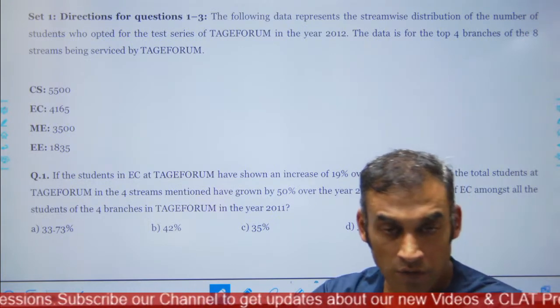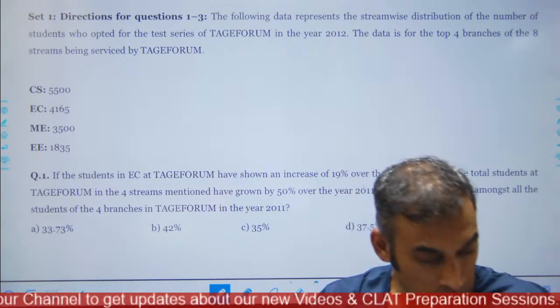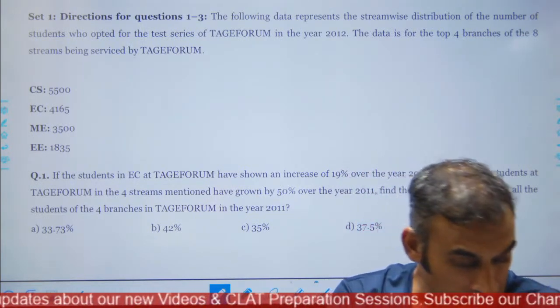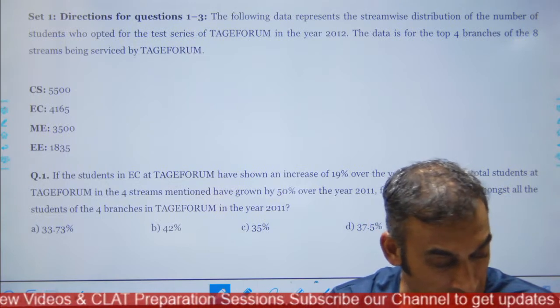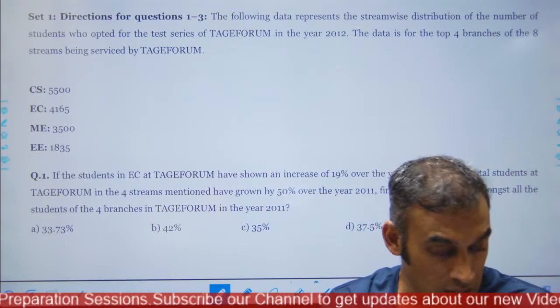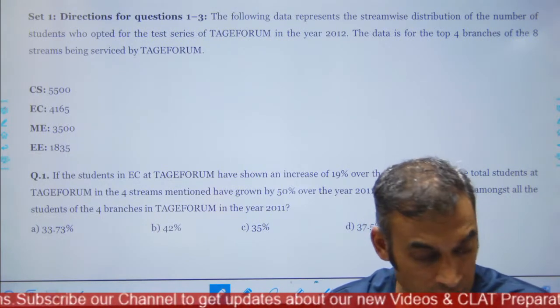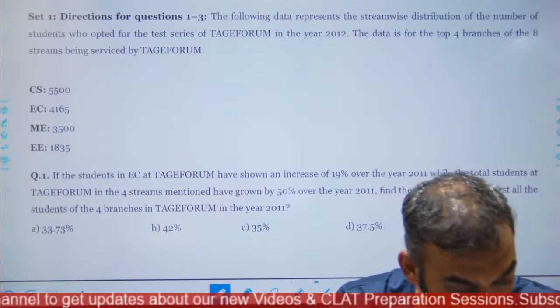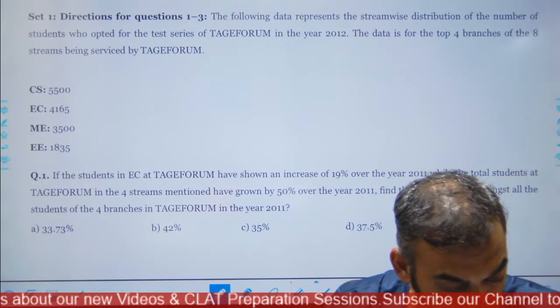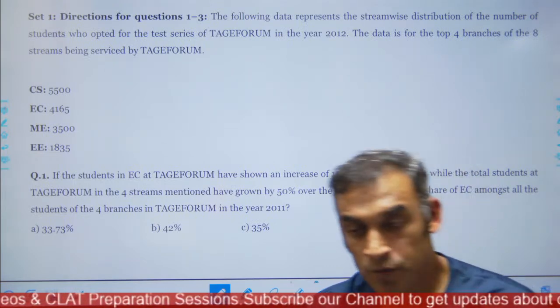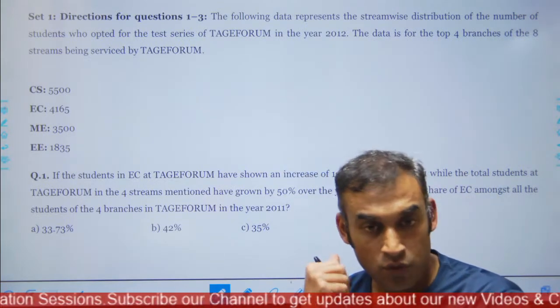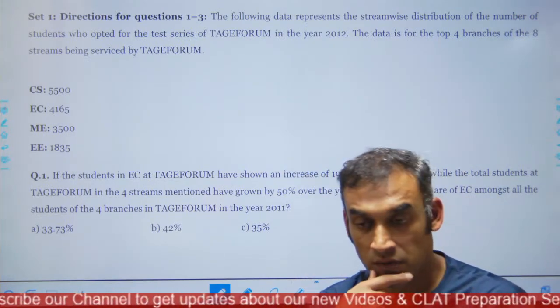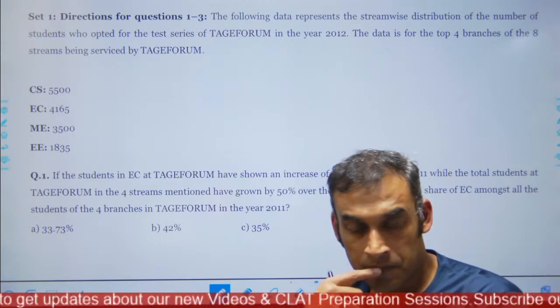So please solve the first 3 questions in this. You are given computer science, electronic communication, ME, mechanical engineering, and EE. So these 4 subjects are given. The breakup is given of number of students who have opted for the test series. So just try and solve it, and I'll give you a couple of minutes, and then we can start discussing the first set.